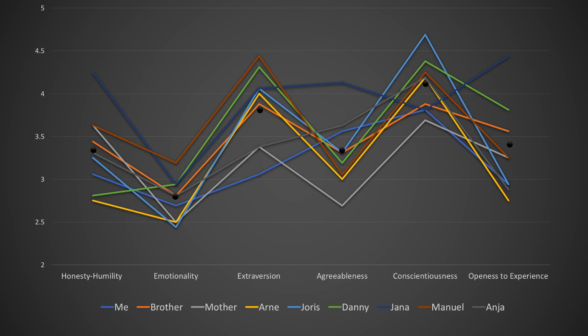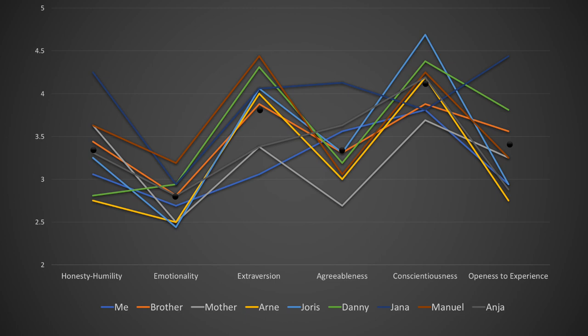Let's go to the second dimension, emotionality. Emotionality, that means when you're very high on it, you actually have a lower self-esteem and a higher probability for depression. Of course, we can't generalize that, but there's a tendency. On the other hand, being very low, like really low, maybe 1.5 or something like that, might mean that you're a narcissist or a psychopath. In general, males, of course, score a little bit lower than females.